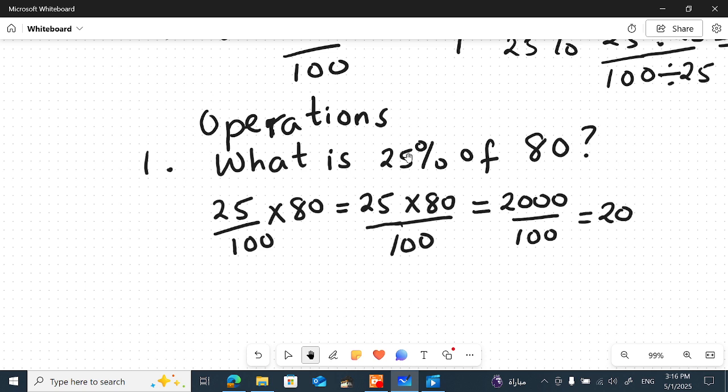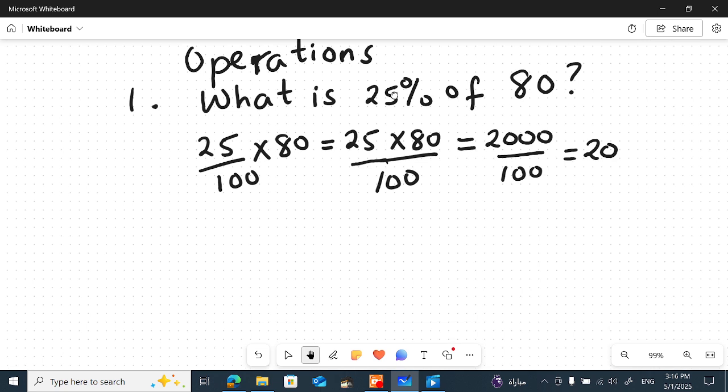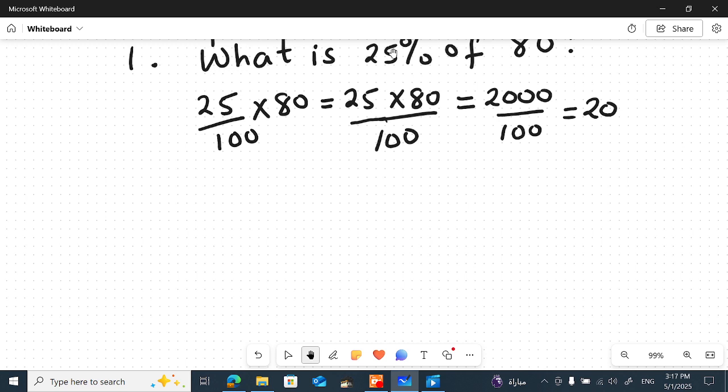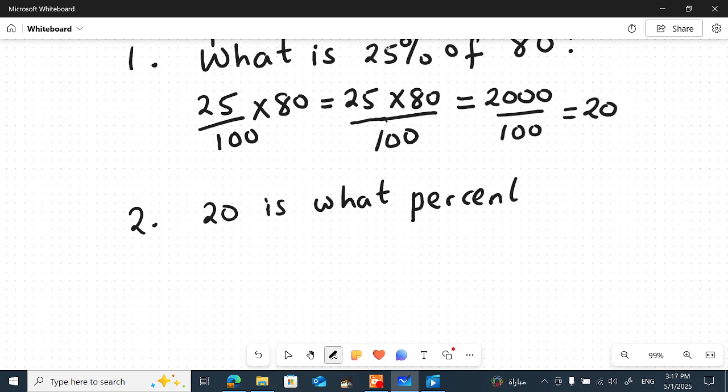The second one is when you are not given the percentage. Look at this question, number 2. You are supposed to find the percentage. For example, 20 is what percent of 80? These are 2 values. 80 is the original value, and 20 is the value that you're supposed to find the percentage of. So 20 comes from 80.